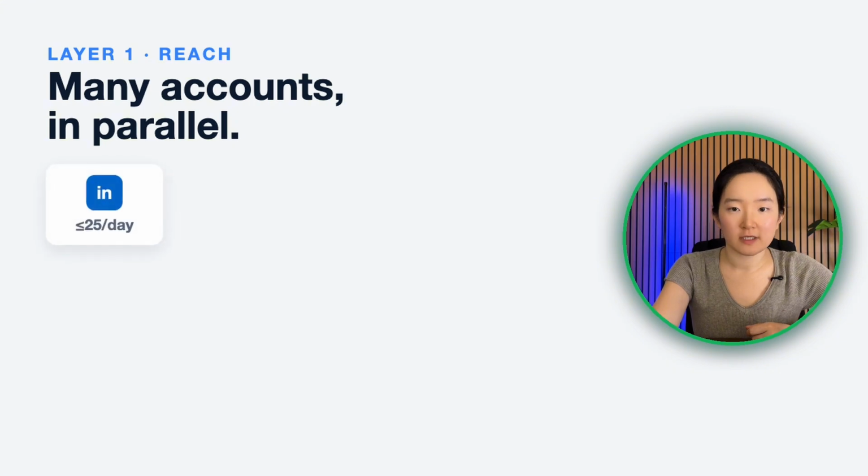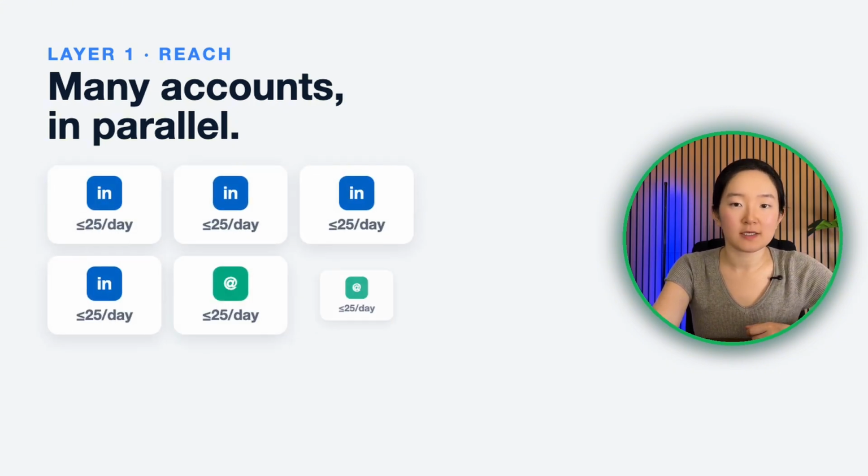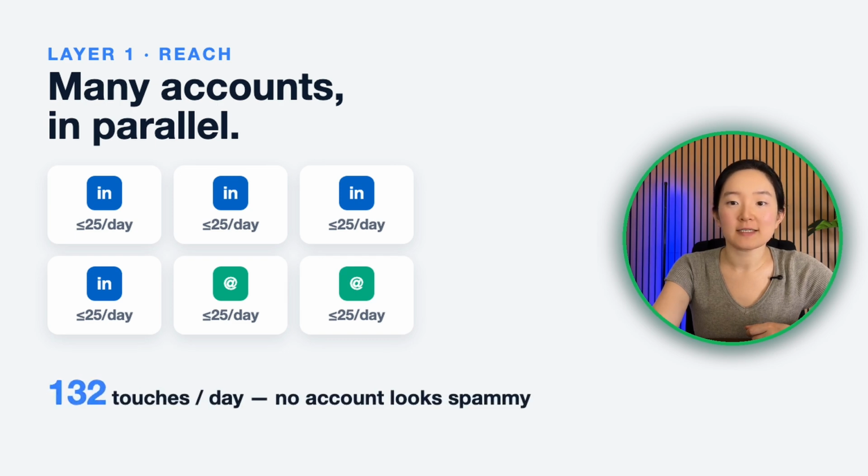And now let's build the system. Layer 1 is multi-channel reach. Instead of one account on one channel, you should run several LinkedIn accounts plus cold email in parallel, all under the same daily limits. Meaning that you should have multiple LinkedIn accounts and multiple emails to rotate, so that each LinkedIn account sends no more than 25 messages per day. And also, the same person can feel that they get multiple touches from you.